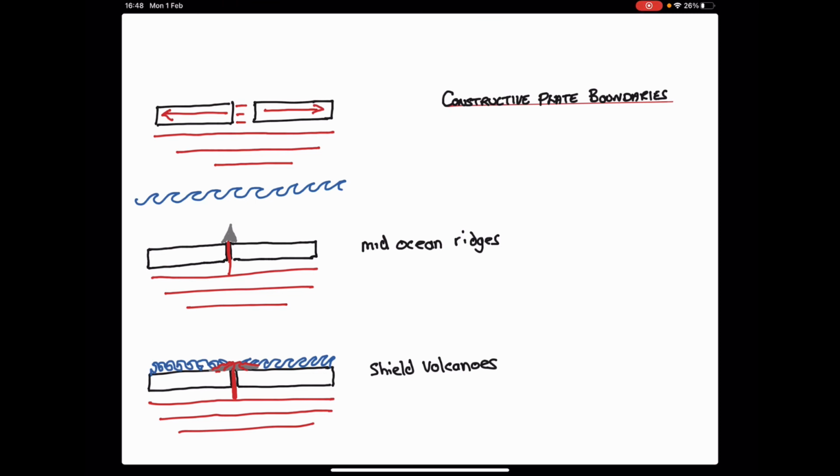As this magma rises to the surface, becoming lava, it can result in the formation of two main types of landform. A mid-ocean ridge, which is essentially a large mountain range that runs the length of a constructive plate boundary underneath the ocean, as well as shield volcanoes, whereby we see thin runny lava create low dome-shaped volcanoes. Whatever landforms we find, constructive plate boundaries ultimately see the creation of new crust.